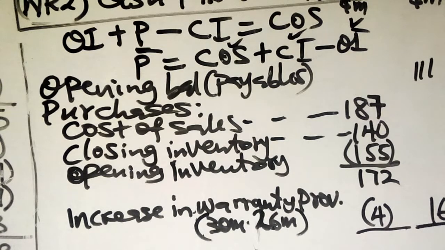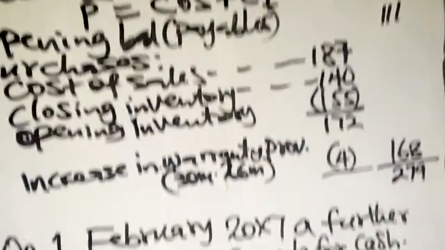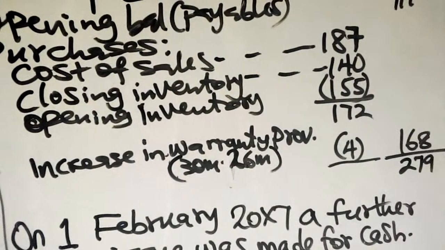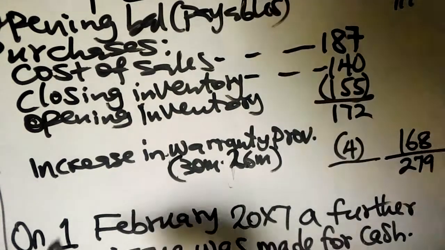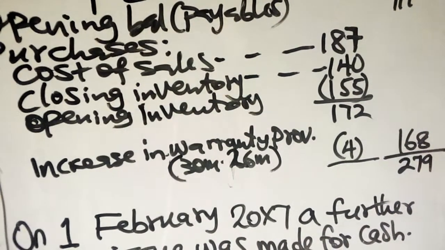That is our purchases. So if your purchases is 168, if you add it to 111, that is the opening balance of payable, then you will now be having the balance of 279. Then from that 279, you less the closing balance of payable.